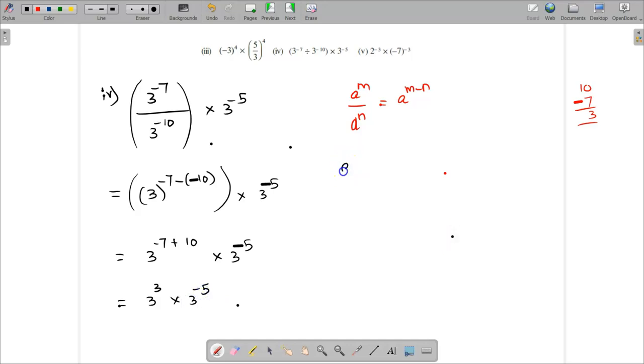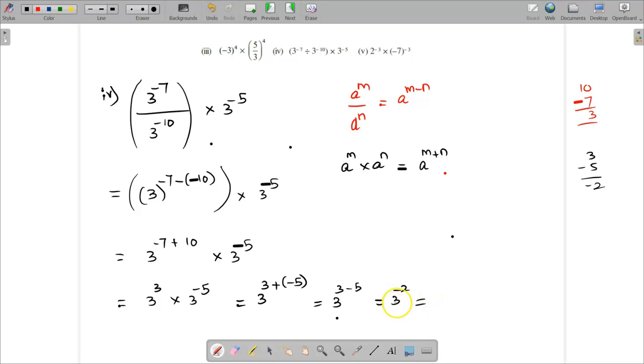So again we have the rule a power m into a power n. We have a common base but different powers. How can we write? We write a one time and just add the powers: a power m plus n. So we can write this term as 3 power 3 plus minus 5. So 3 power 3 plus into minus is minus, and then 5. So what is 3 minus 5? 5 minus 3 is 2, and the bigger number's symbol is minus. So it is nothing but 3 power minus 2.